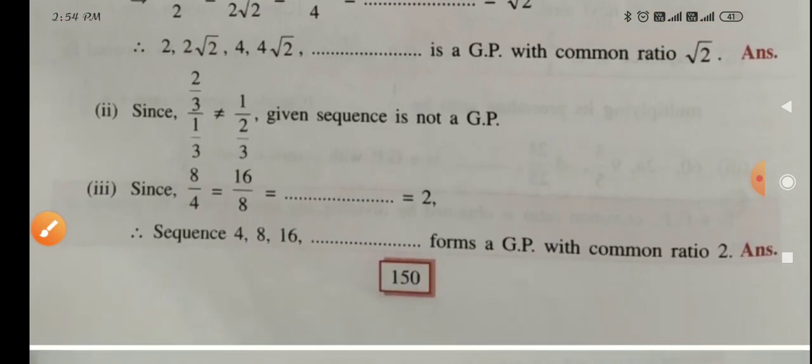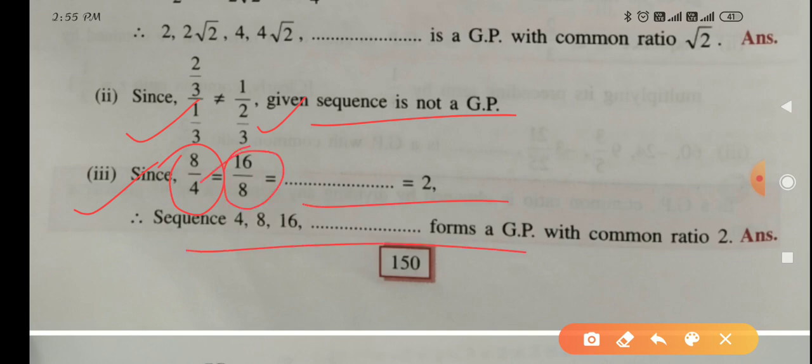Next part you can see. In the next part, 3 upon 1 upon 3 and 1 upon 2 upon 3. It is not a GP because the common ratio is not the same. In the third part also you can see 8 divided by 4. First term is 4, second term is 8. 16 divided by 8. In every case 2 is coming, so the common ratio is 2, so the given sequence is a GP.